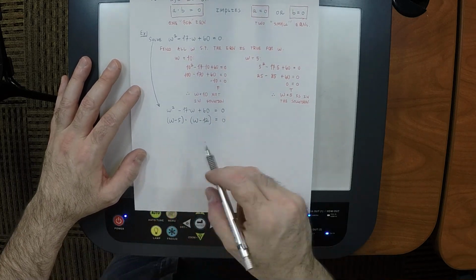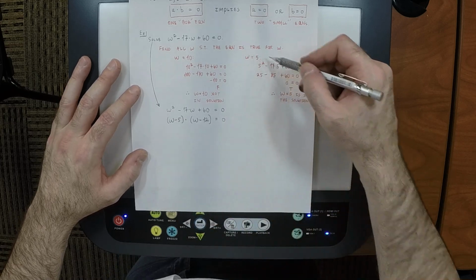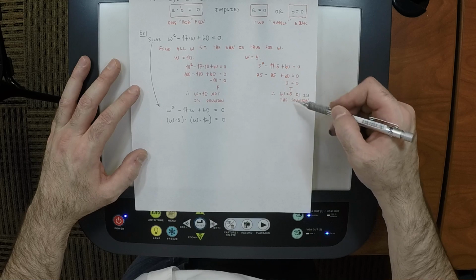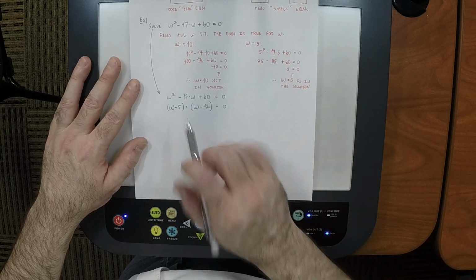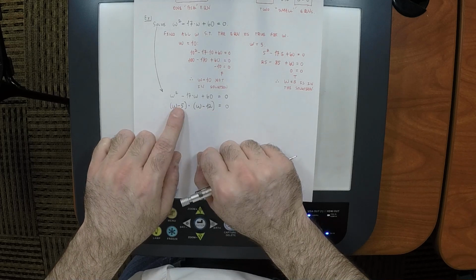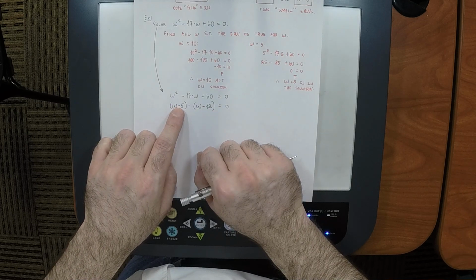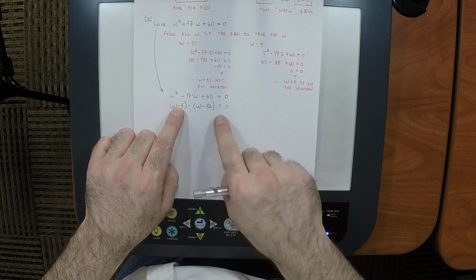Now that you have it factored, do you see that when we checked w as 5, we determined that it's true? Do you observe that concerning these two factors? If you plug w as 5 into that one, what would that factor be? It'd be 0, right? So it's kind of obvious now that we did that, isn't it?